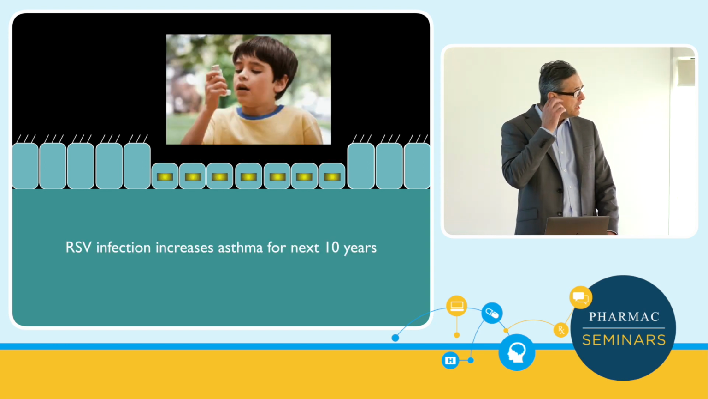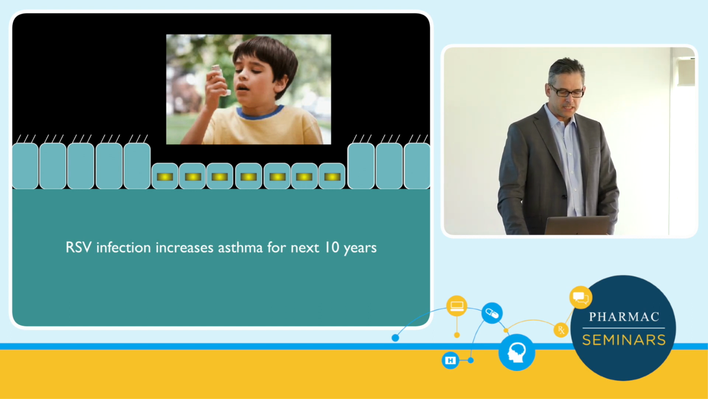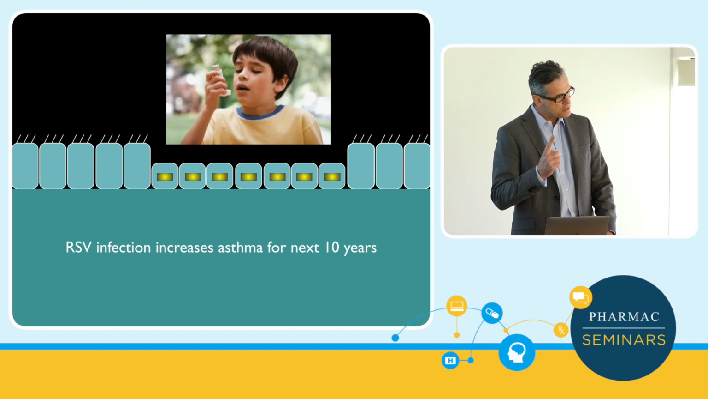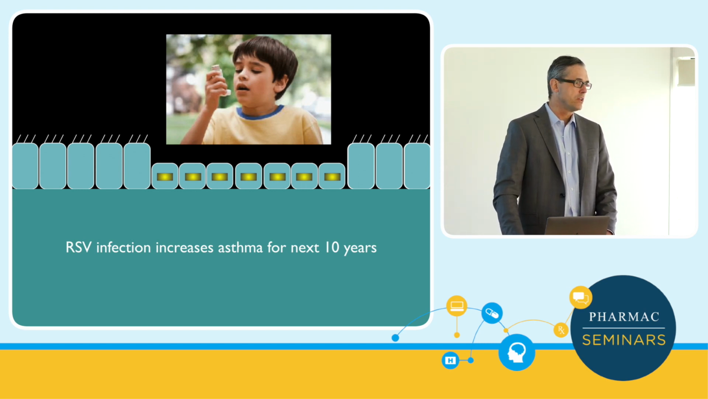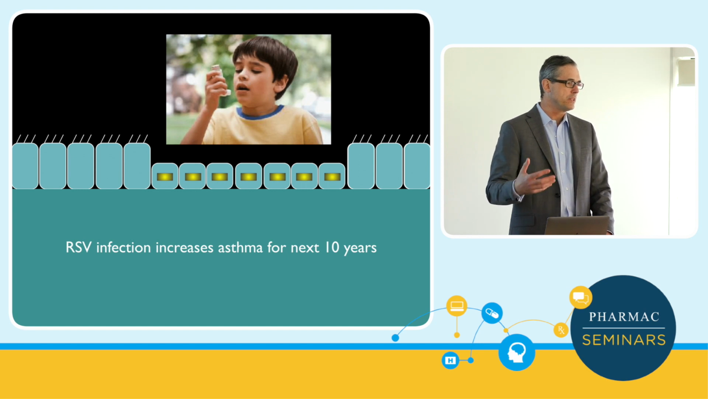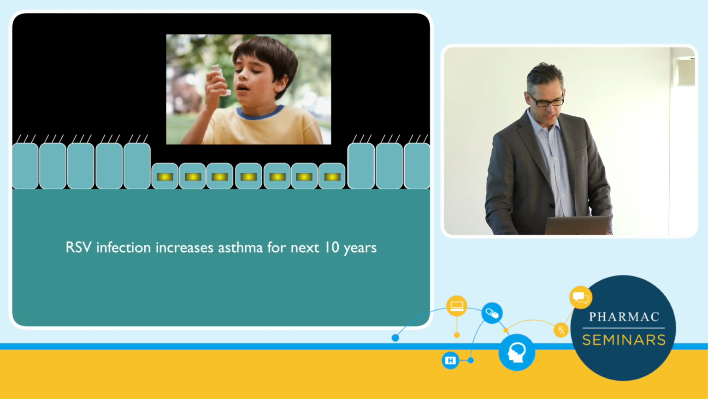What we do know is that kids who have got RSV, if you follow them up for 10 years, after a single episode of RSV, the possibility of their developing asthma is significantly increased. So viral infections have got the ability to alter our state of mucosal reactivity.